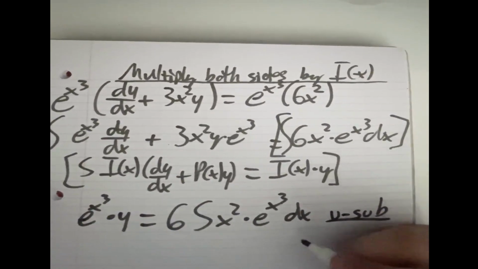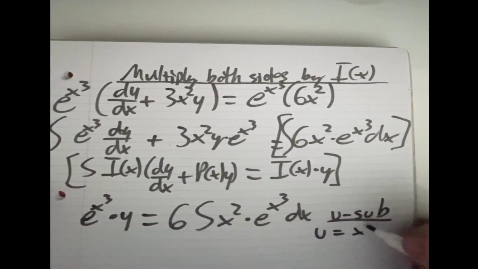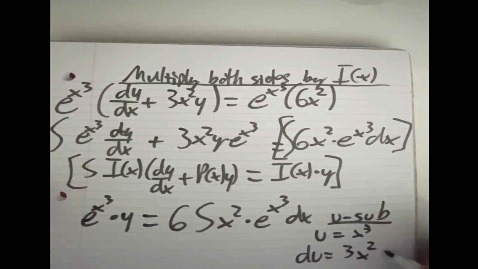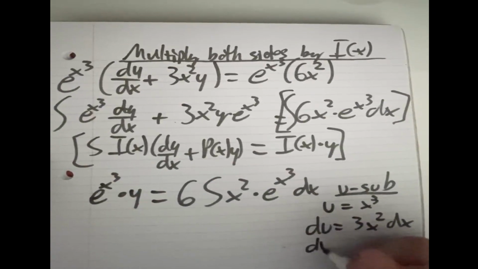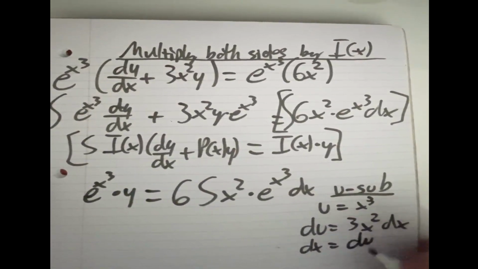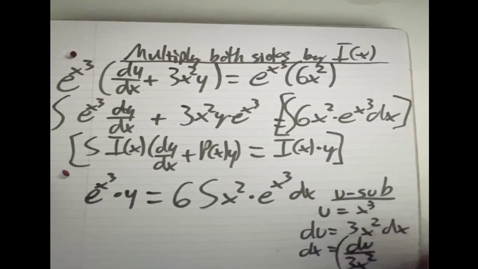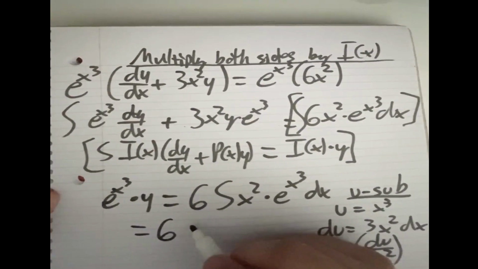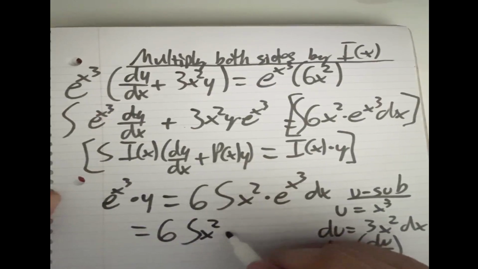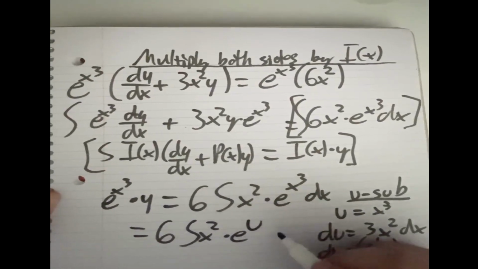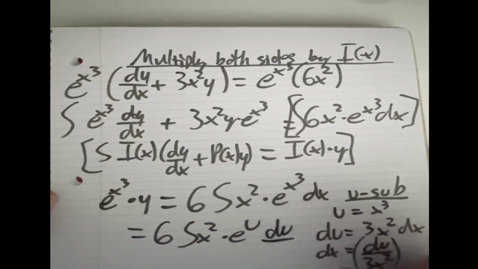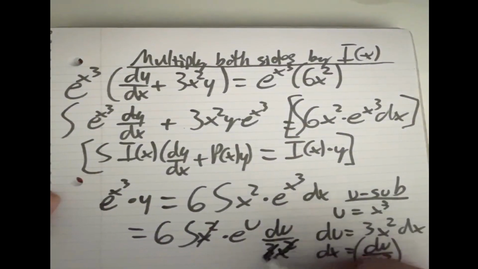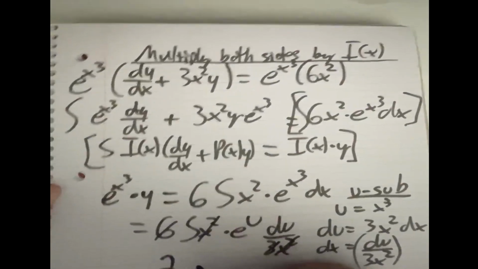So our u will be x cubed. Our du will be 3x squared dx. And solving for dx, we get du divided by 3x squared. So now we go ahead and plug this back into the function. So our constant 6, x squared times e raised to the u times du divided by 3x squared. We cancel out our x squared. We notice that 6 and 3 can simplify to have a 2 constant on the outside.